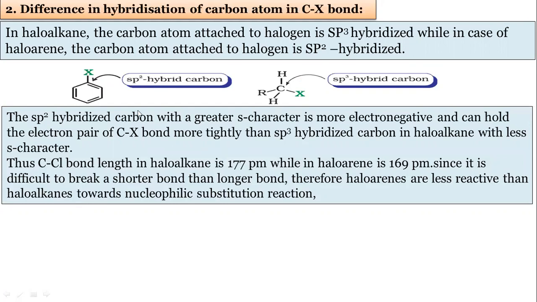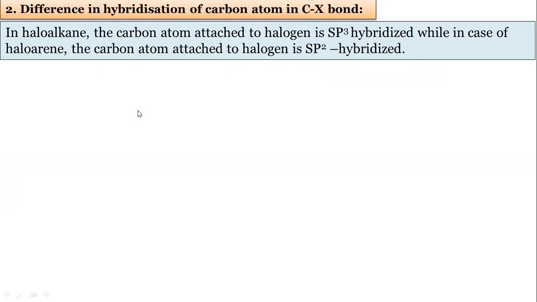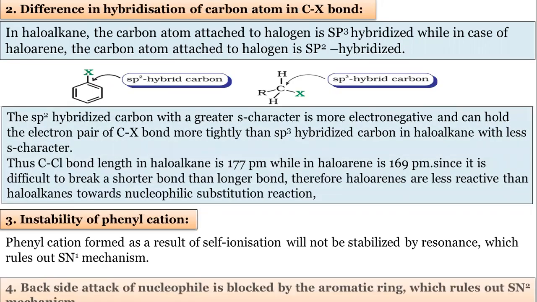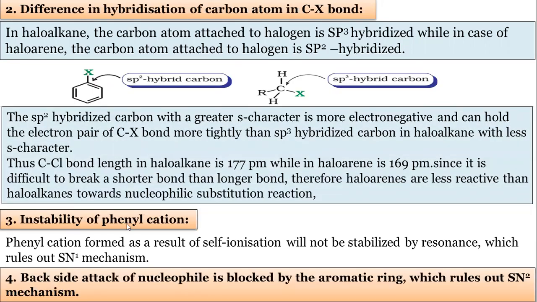There are different reasons. First reason is resonance. Second one is hybridization. Third reason is instability of the phenyl cation. It means when the phenyl cation is formed, if this X is removed, the cation is not stabilized by resonance. So SN1 mechanism is ruled out, and backside attack of the nucleophile is blocked by the aromatic ring. That's why SN2 mechanism is also not possible.